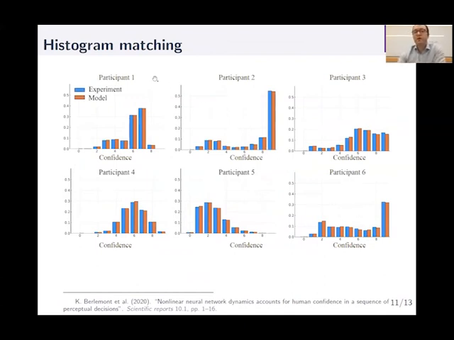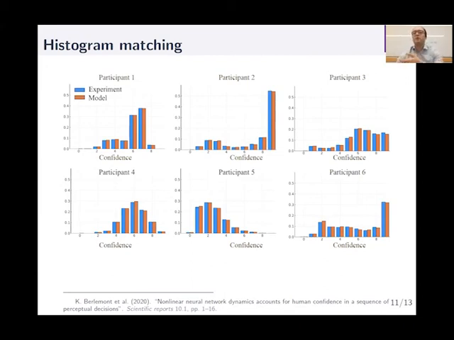Here, each panel represents a participant. In blue, you have the experimental histogram of the reported confidence. And in orange, you have the histogram of my network, meaning after we applied the function f to the difference of activity. So you can see that it works pretty well. Model and experiment have the same distribution of histogram.